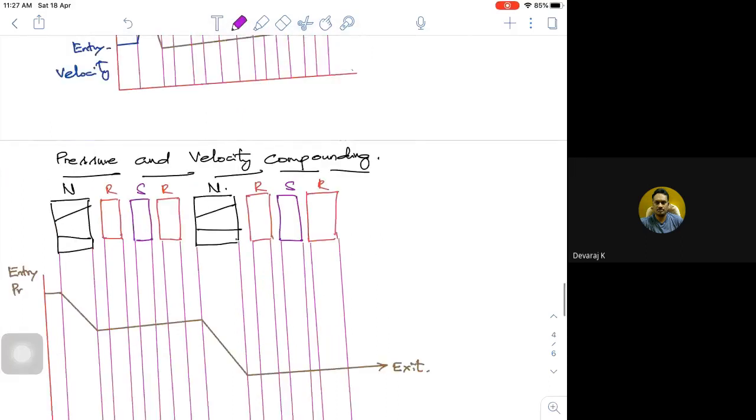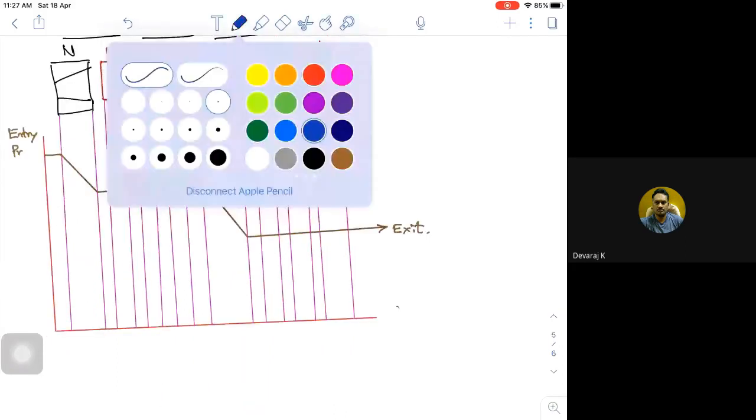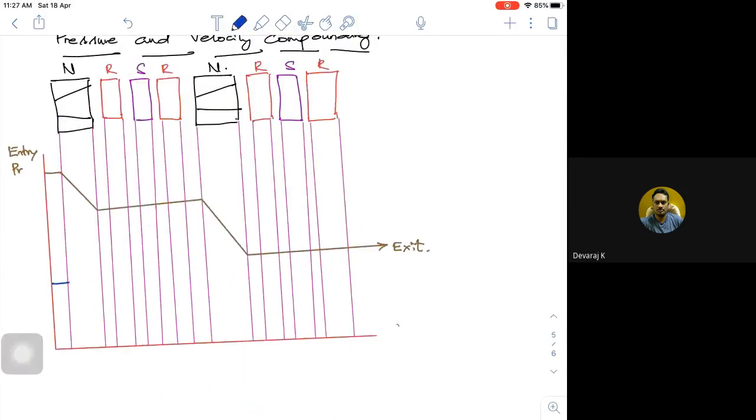The velocity, say for example, enters at some value and increases to a particular value in the first nozzle. Then it remains the same. Then it expands in the first stage of the rotor. Then it almost remains the same in the stator. Then it is absorbed in the second stage of the rotor. Fine. Then it comes down and remains the same.